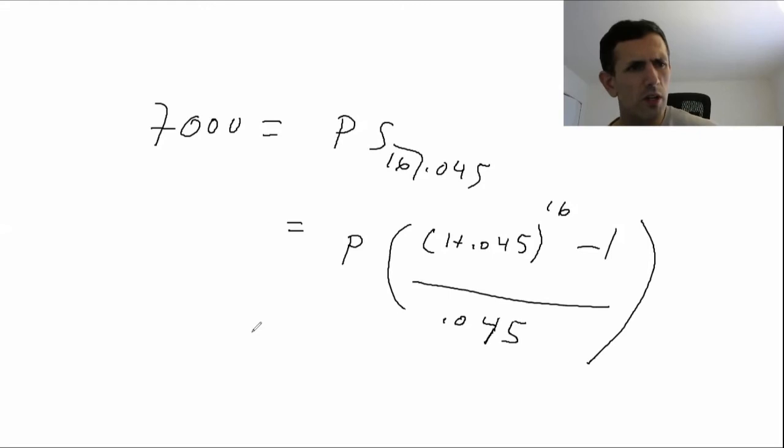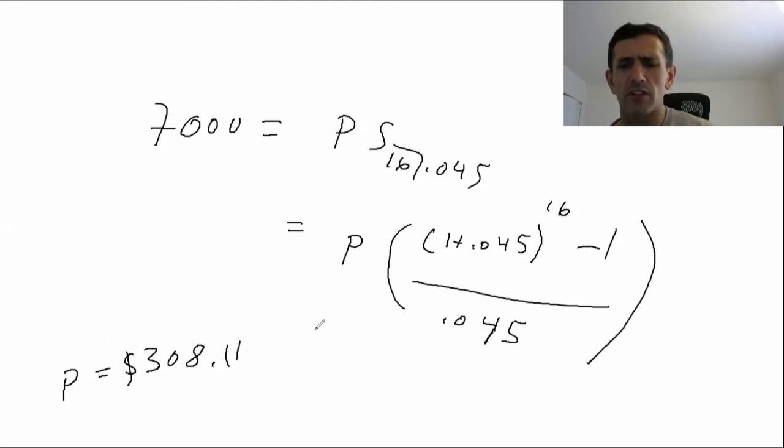Okay, so now all you do is dump this into your calculator and solve for P, and you're going to get 308 and 11 cents. So at the end of each of these 6-month periods, you're making a deposit of 308 and 11 cents into this account. Okay. So let's do another example.